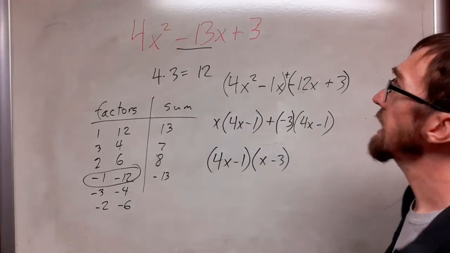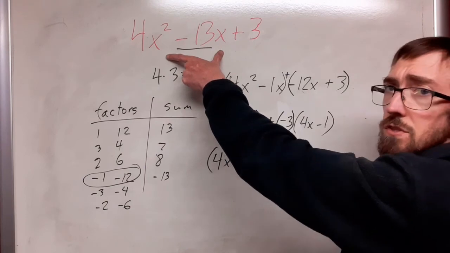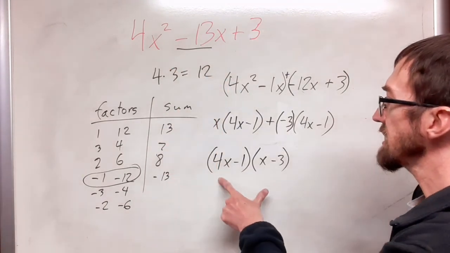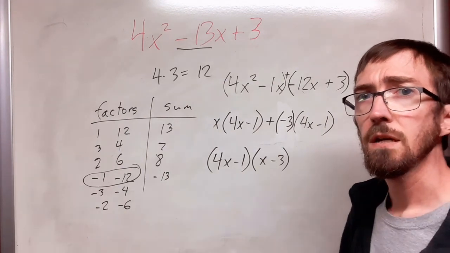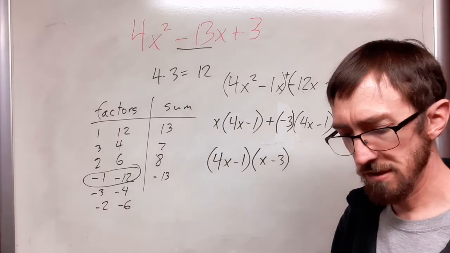If you need to know the x-intercepts, if you would graph this parabola, then you would set each of these terms equal to 0, solve for x, and those will be your x-intercepts.